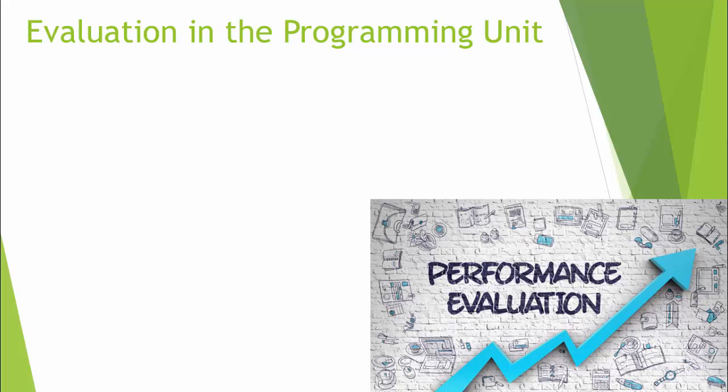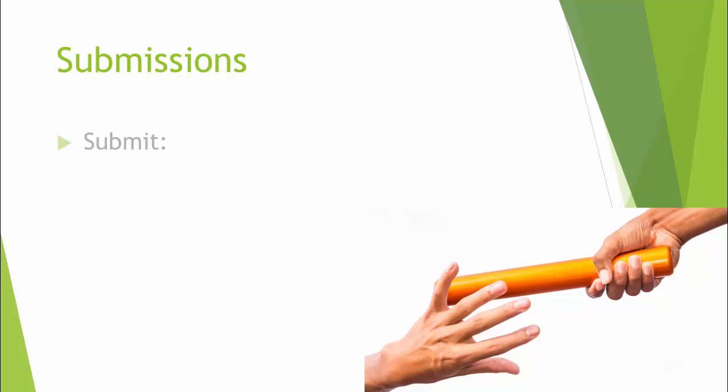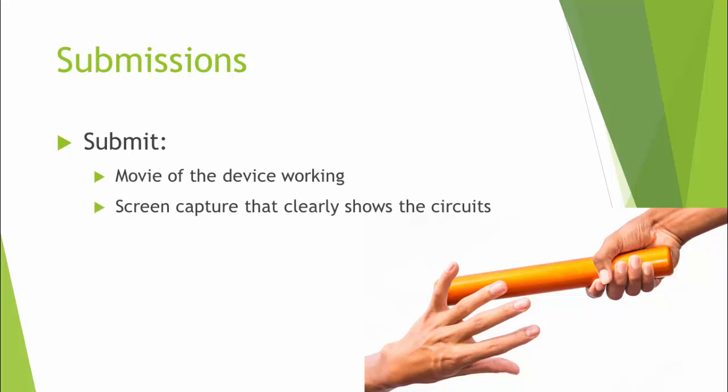How will we be evaluated in this programming unit? Well, in the limited time that we have available to us in the rest of the year, we're going to evaluate two activities. A simple traffic light system that you're going to design, and in keeping with our driving theme, a backup sensor alarm where we're going to evaluate distance to the garage and communicate to the driver what to do. Your submissions will include three components: a movie of your device working, a screen capture that clearly shows the circuit so that it can be evaluated, and your commented code.